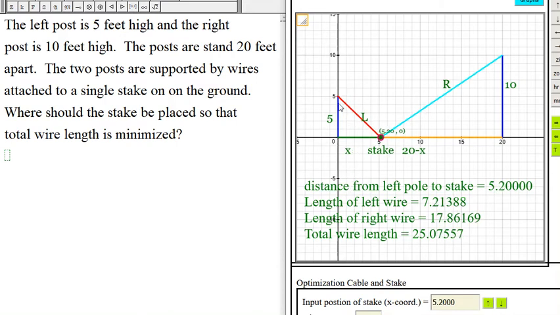And so if we change the position of the stake, then this length would change, and this length would change, and now we get 25.07557. And now we have 25.02. And now we have around 25 feet of wire.